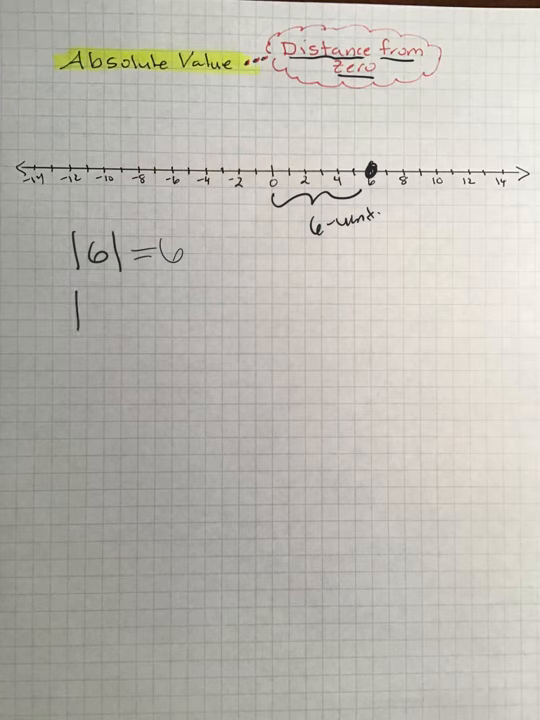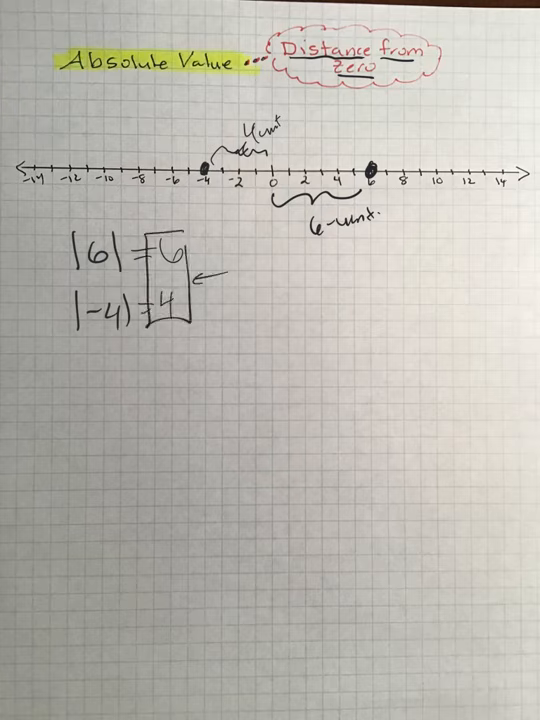If I ask you what's the absolute value of -4, that is saying how far is -4 from 0? And isn't -4 4 units from 0? So notice that the distance from 0 must always be positive. You cannot have a negative distance. So this is the distance from 0. You cannot have a negative number.